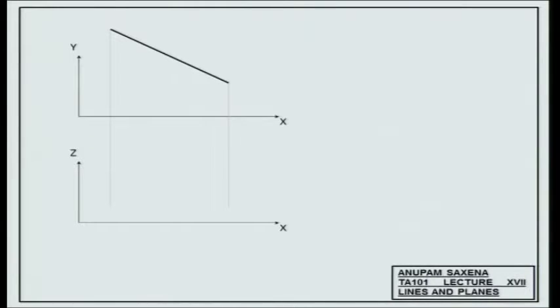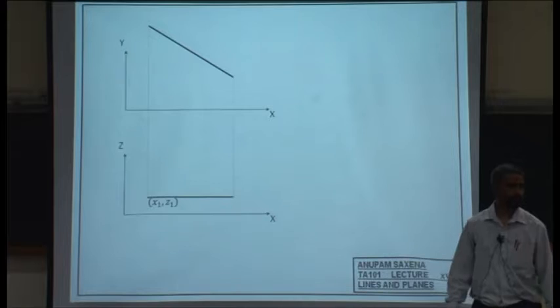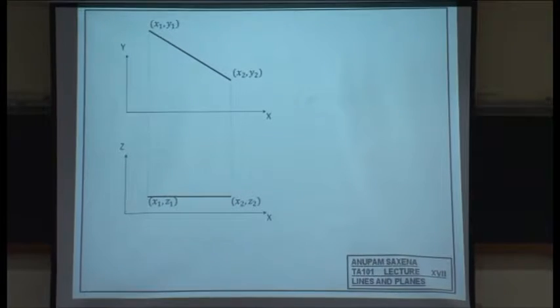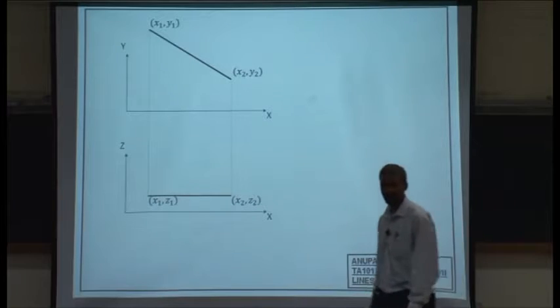Another scenario, xz plane, the front plane or the vertical plane, and xy plane, the top view or horizontal plane. This time in the horizontal plane, I have the projection of a line inclined differently. It is not horizontal. And in the front view, that projection is horizontal. Coordinates x1 z1, x2 z2, x1 y1, and x2 y2. The x's remain the same. The z's and the y's get changed.